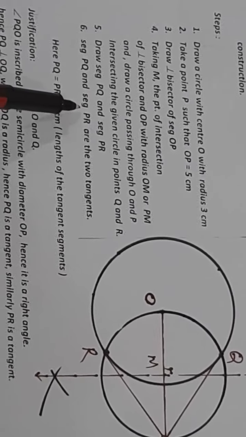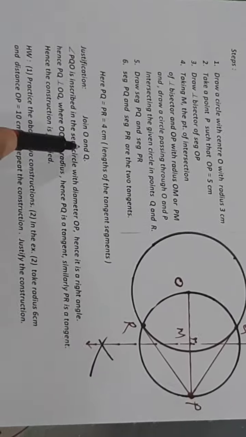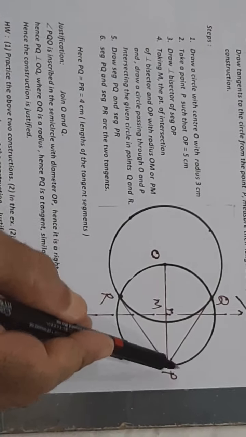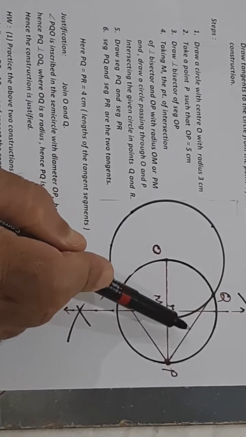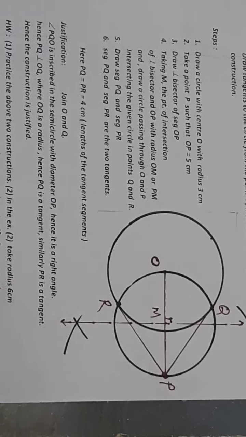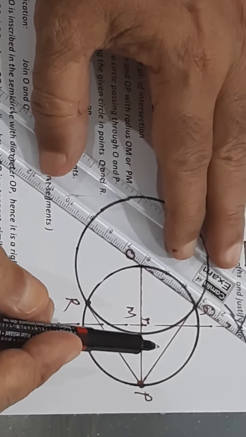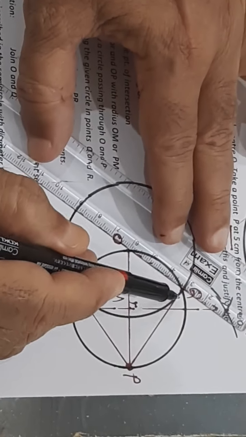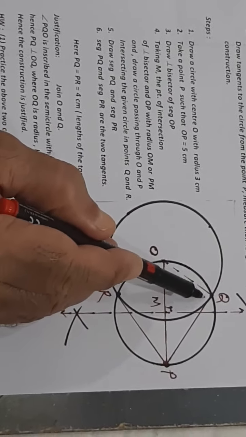So segment PQ and segment PR are the two tangents. This is your complete construction of 4 marks. Now justification. Now we have to show that these are the tangents. We'll use the definition of tangent. Remember, what is the definition of a tangent? A tangent is perpendicular to the radius. Now PQ. Now we'll draw segment OQ by a dotted line. Now we have to show that this angle is a right angle. Very simple.